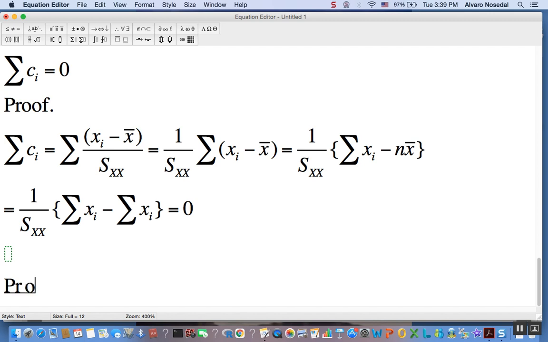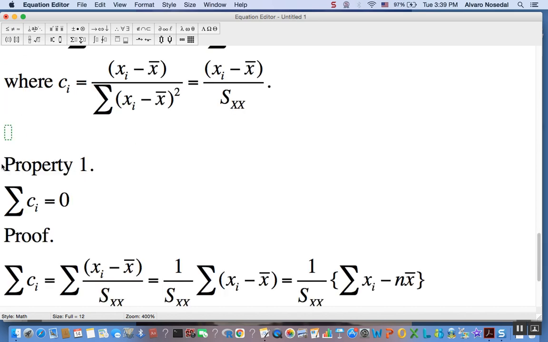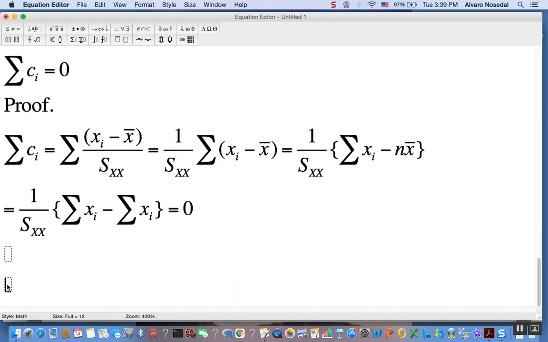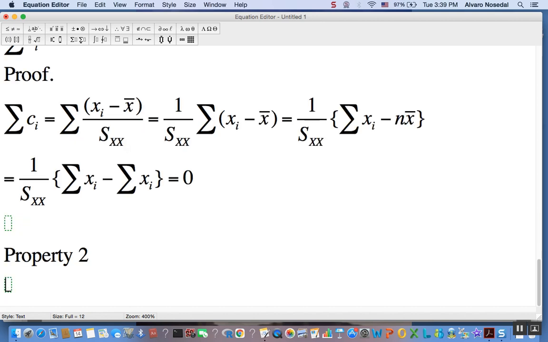Property number 2. So the next property is the following. It turns out that the sum of ci xi equals 1.